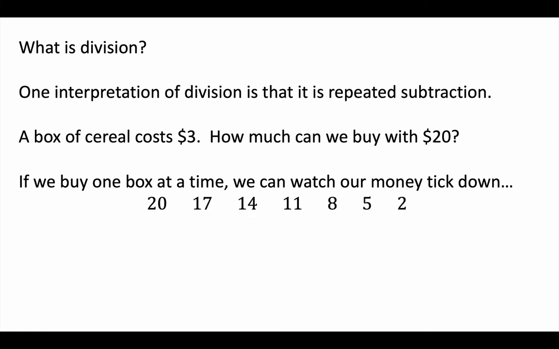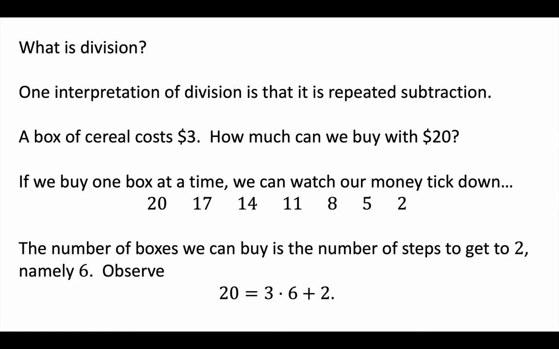Well, we can buy 6. At the very end, we end up getting change of $2, which we can't use to buy a new box of cereal. Notice that the remainder is 2. That's how much money we have left at the end, and that's going to correspond to the mod.